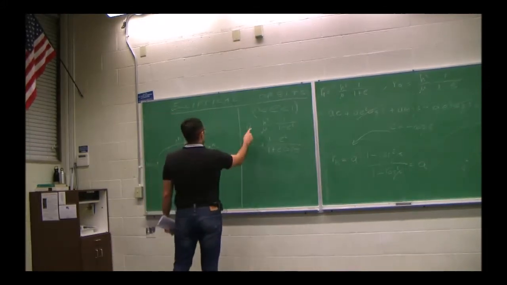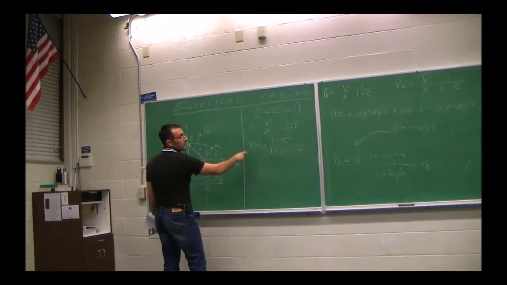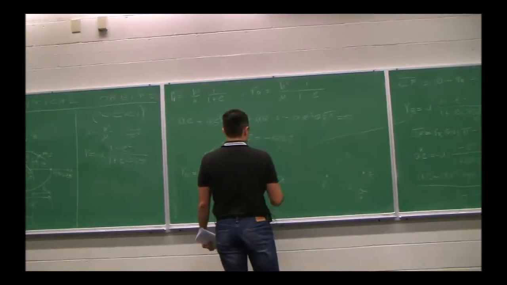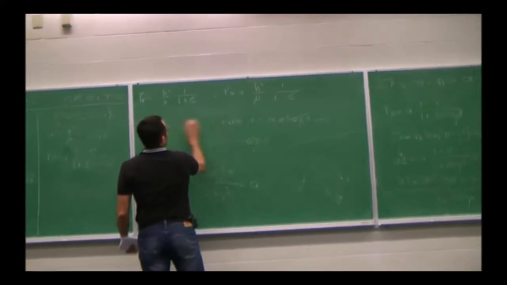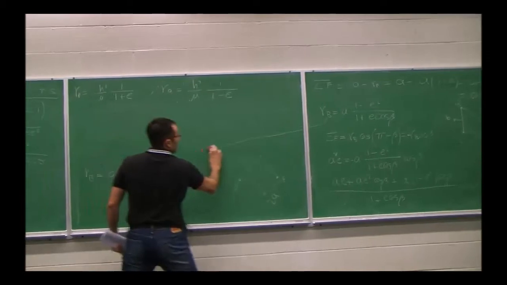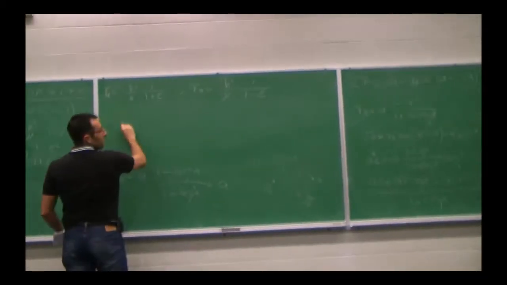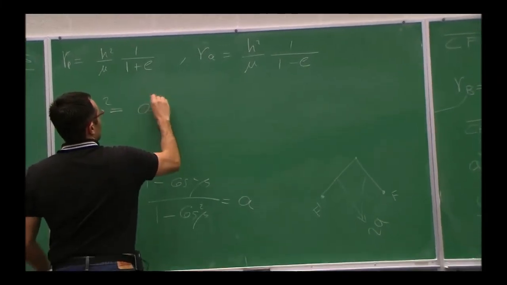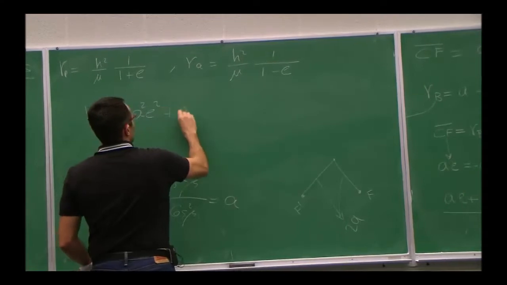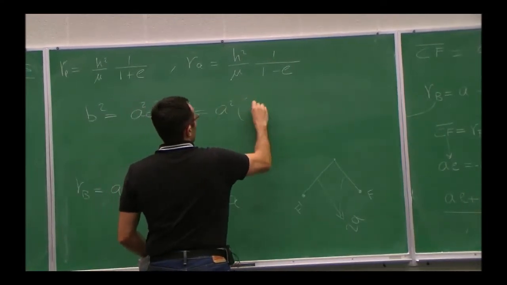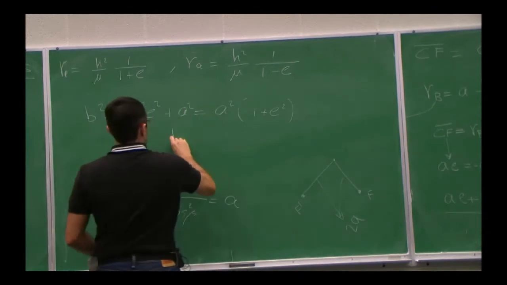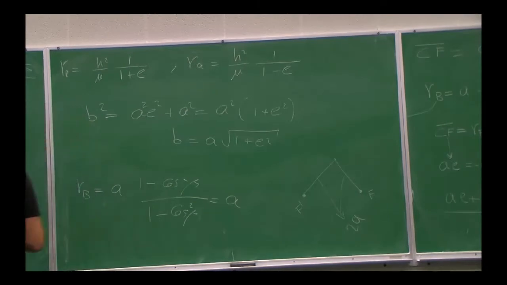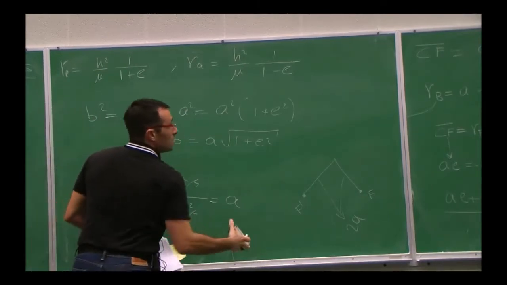I have the semi-major axis. I have this expression as a function of the semi-major axis. I have B. Well, I don't have it yet, but I can do it. From that triangle, I know that RB is A, so that should be pretty straightforward at this point, because B squared is equal to CF squared, which is A E squared, plus A squared, which means that this is A squared times (1 plus E squared). So in other words, B is A square root of 1 plus E squared. Correct? Something is wrong here. Do you agree with this?